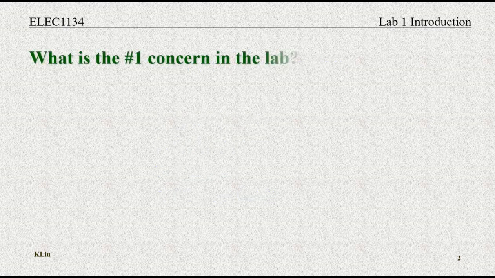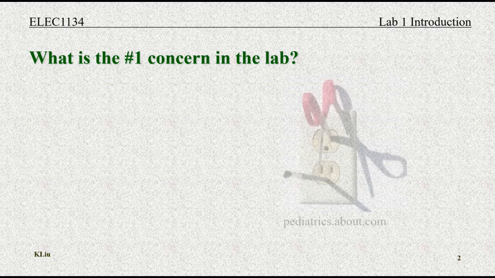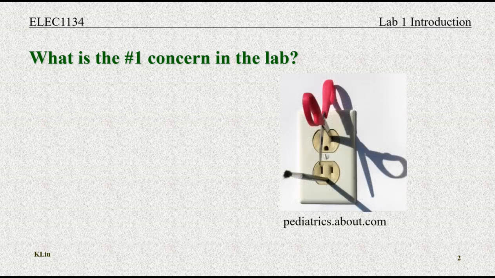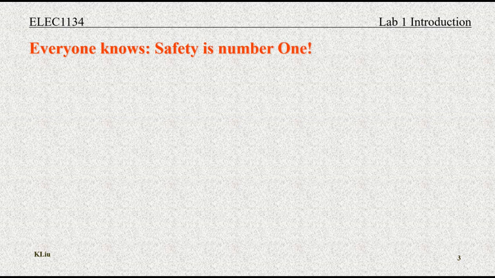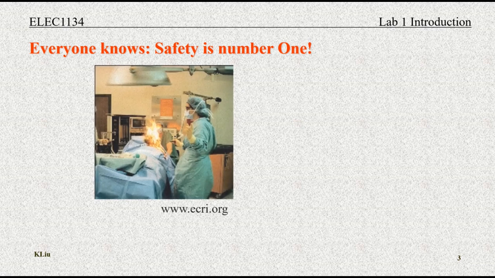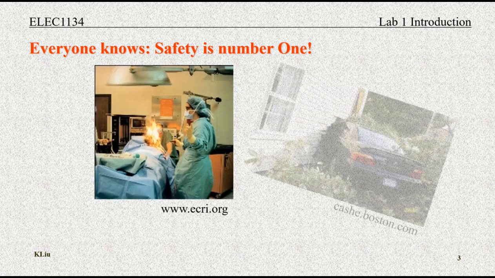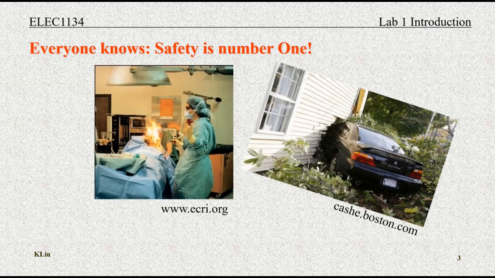What is the number 1 concern in the lab? Your answer is safety. Correct. You are not going to do such things as shown in the picture, right? Your promise. Everyone knows, safety is number 1. However, sometimes we still see these things happening. Let's think together, why does accident still happen?